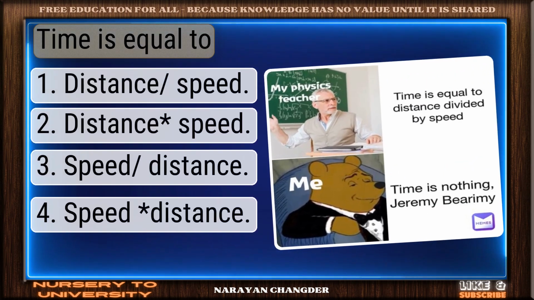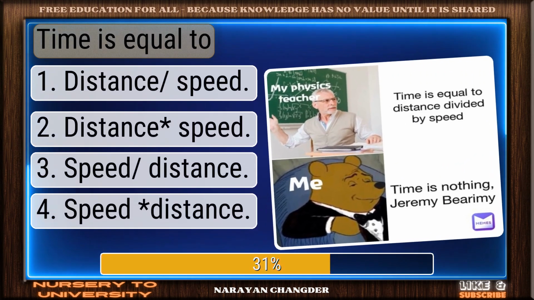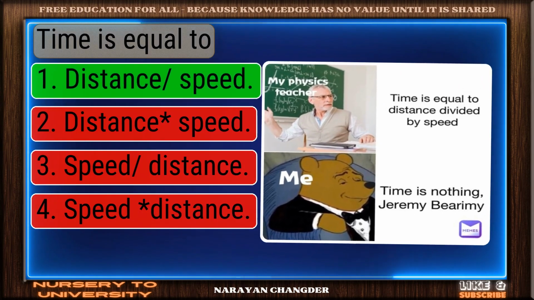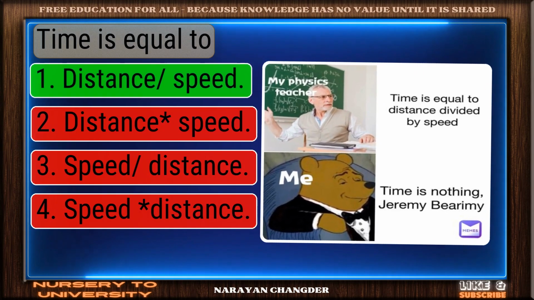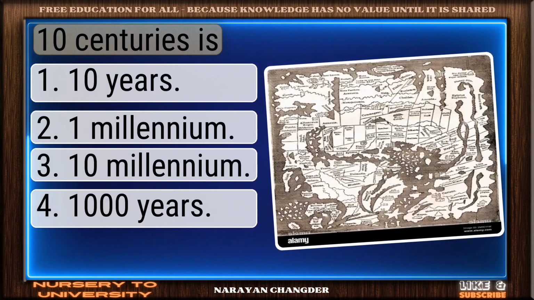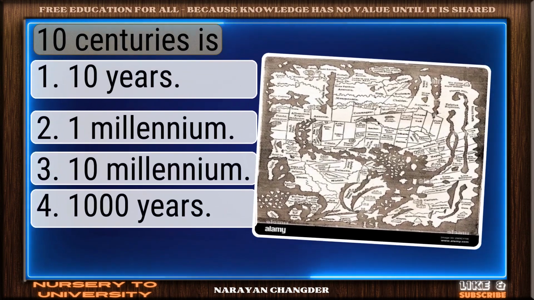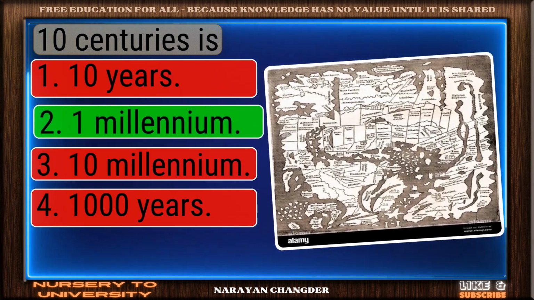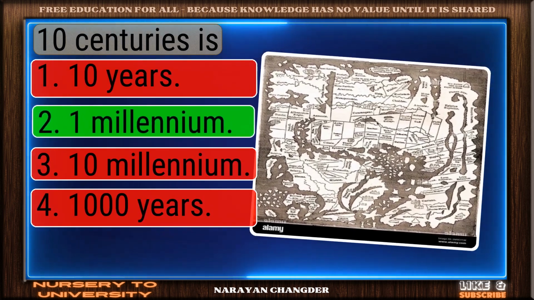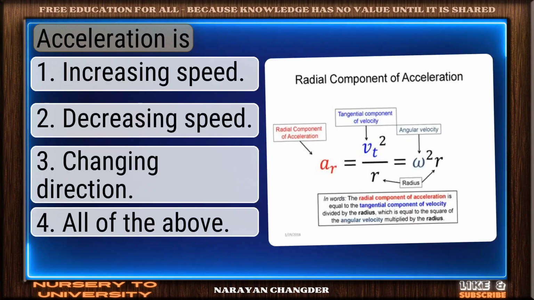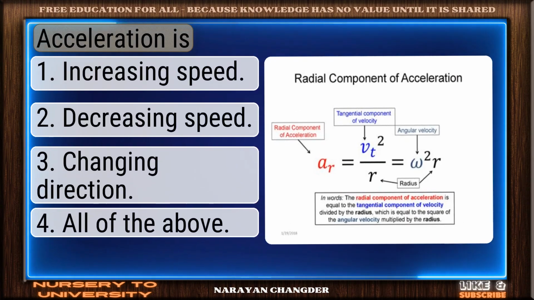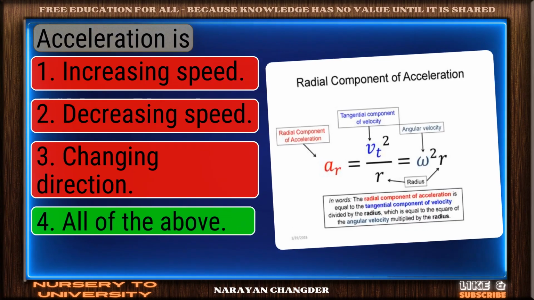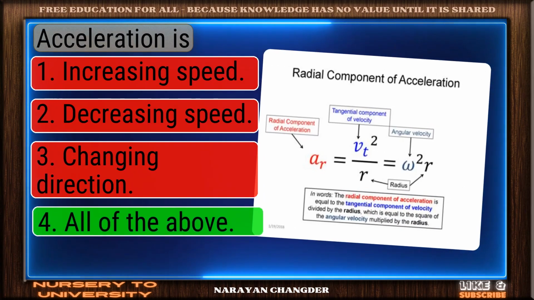Question number 288. Time is equal to. Excellent choice. Distance over speed is the right answer. Question number 289. 10 centuries is. Nice selection. 1 millennium is the correct and valid answer. Question number 290. Acceleration is. On track. All of the above is the correct answer.